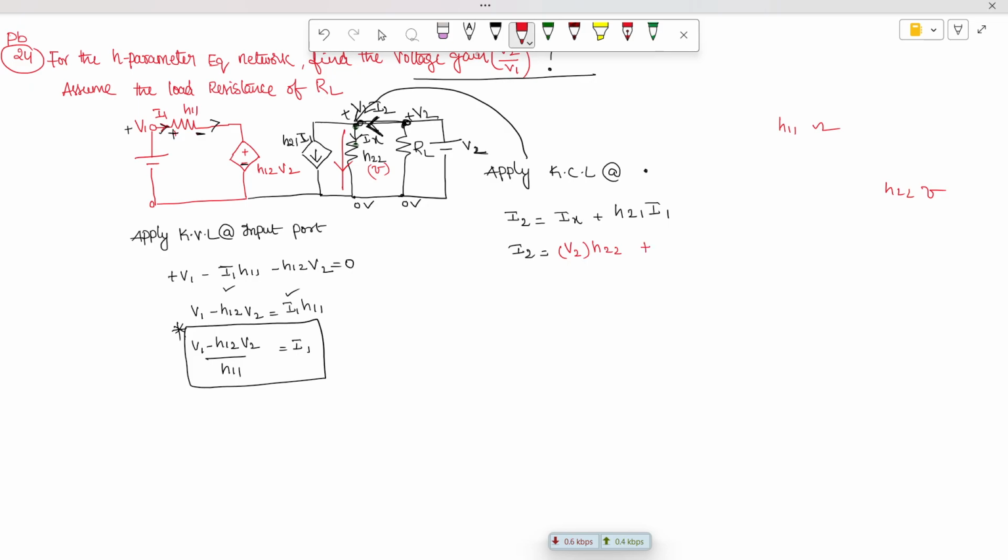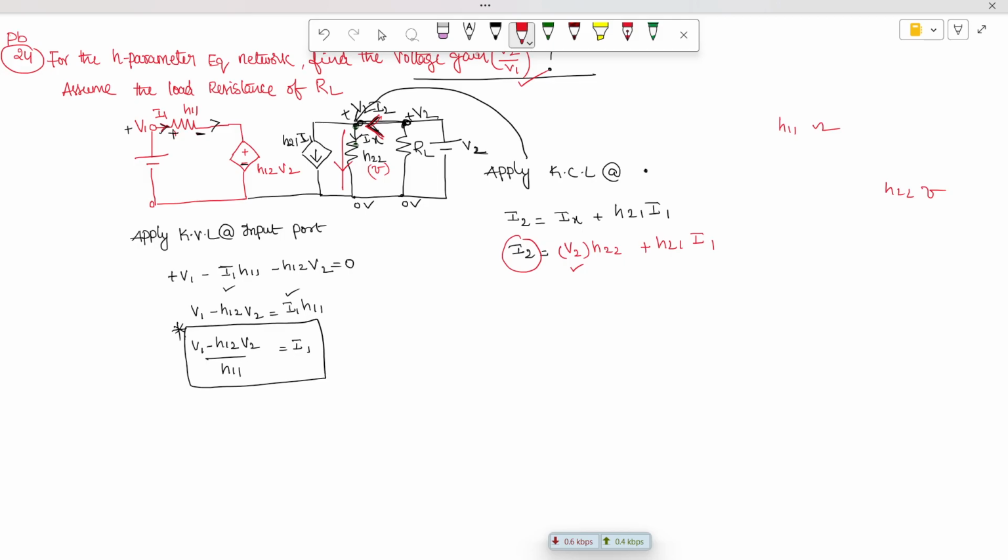Plus H21 I1. Here we require only the terms of V2 and V1, so there should not be any I2 or I1 terms. For this, we are going to represent the current in this branch. How to write the current I2?